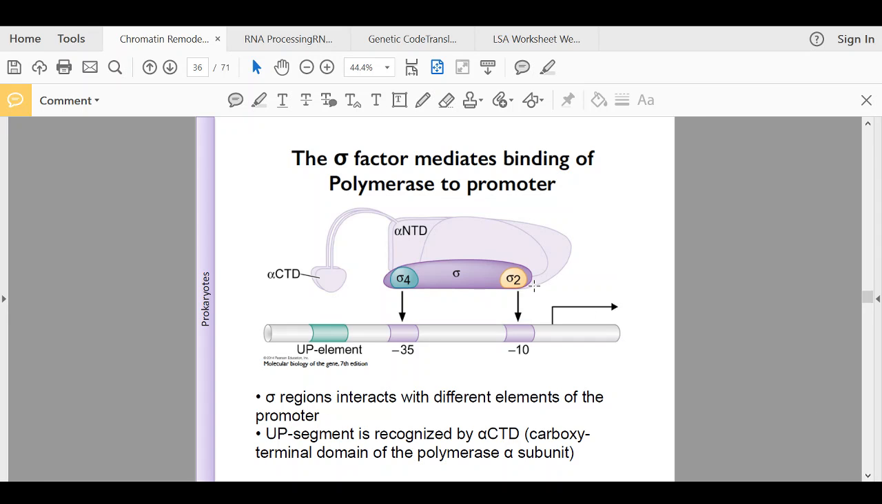And so we have sigma region 2, which binds to the -10, and sigma region 4, excuse me, binds to the -35. And we also have this UP segment. It's recognized by the sigma CTD of the polymerase alpha subunit. This is just an extra part that will bind to this UP element, and these just make sure that we are binding to the right regions to allow the initiation of transcription.